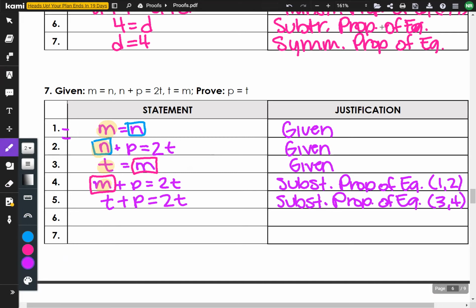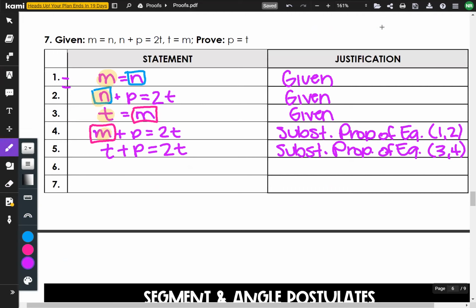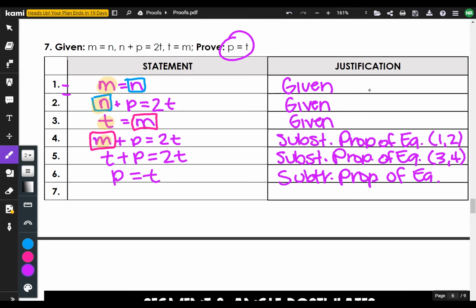All right. And the last step. Subtract T. So if I subtract T, subtraction property, what do I get? P equals T. And that is what we were trying to prove. Got it? All right, on your assignment, the first half the lines are already filled out. Your statements are filled out, so you just have to tell me what property is being used.